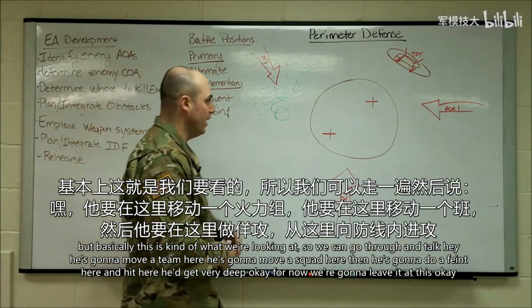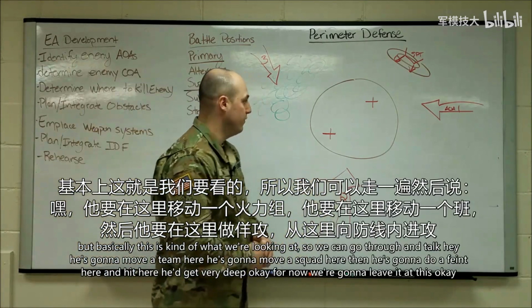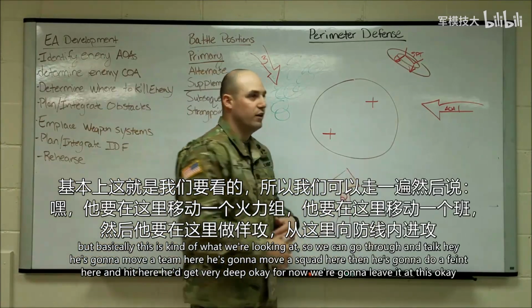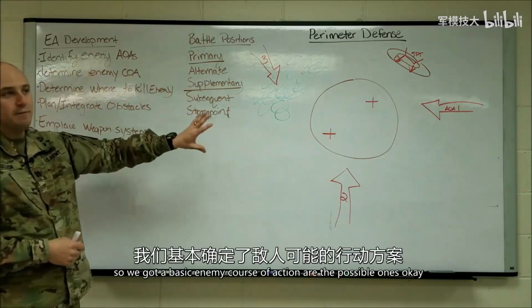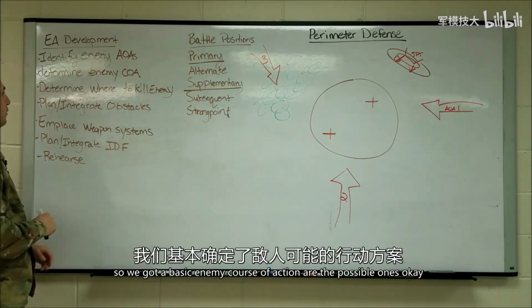So we could go through and talk, hey, he's going to move a team here, he's going to move a squad here, then he's going to do a feint here and hit here. He could get very deep. Okay, for now, we're going to leave it at this. Okay, so we've got a basic enemy course of action of what the possible ones are.